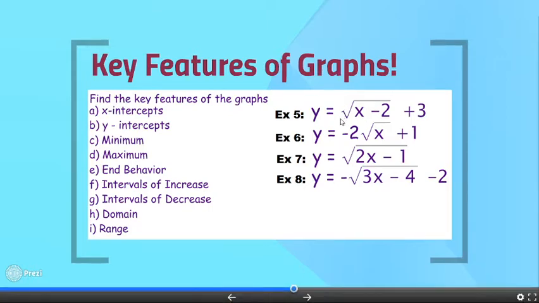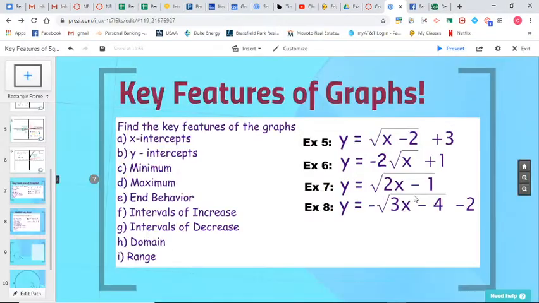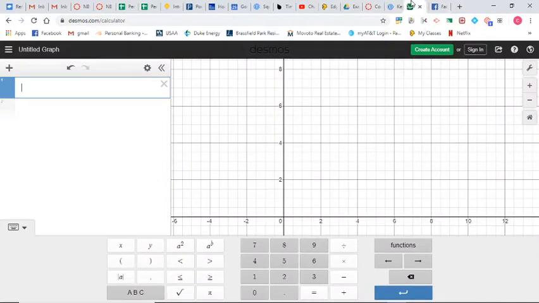We're going to start by graphing this on Desmos.com. So I'm going to show you how to do that first. Example 5, unfortunately, graphing it on a calculator is not going to help you, and I'll explain why in a little bit. But for now, let's start graphing on Desmos.com. So we have y equals, if we're looking at example 5, y equals the square root of x minus 2.